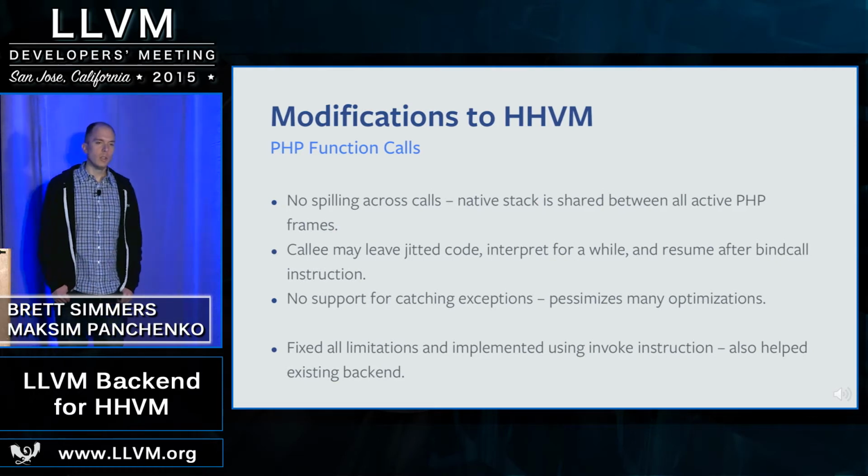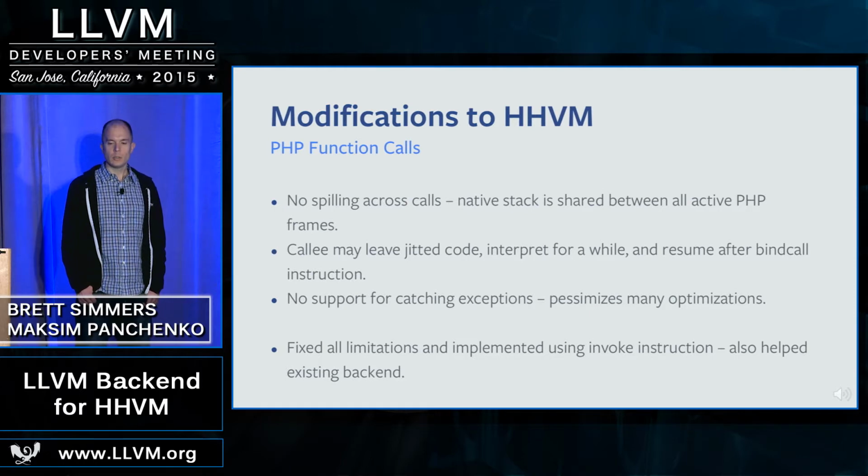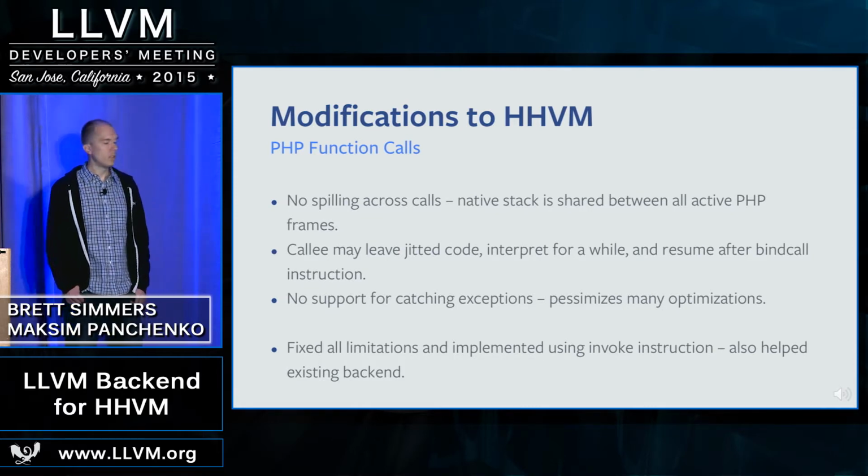And the final problem was that we didn't support catching exceptions across PHP calls. So this made a lot of our optimizations pretty bad. Basically, when you get to a call, we know that this call can throw an exception, but we also can't catch the exception in the JIT. So we can't sync any spills to an exceptional block or anything like that.